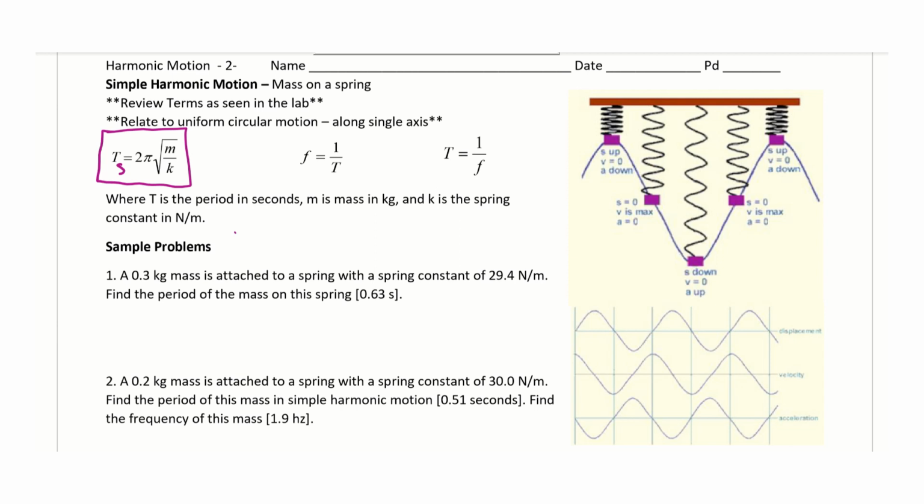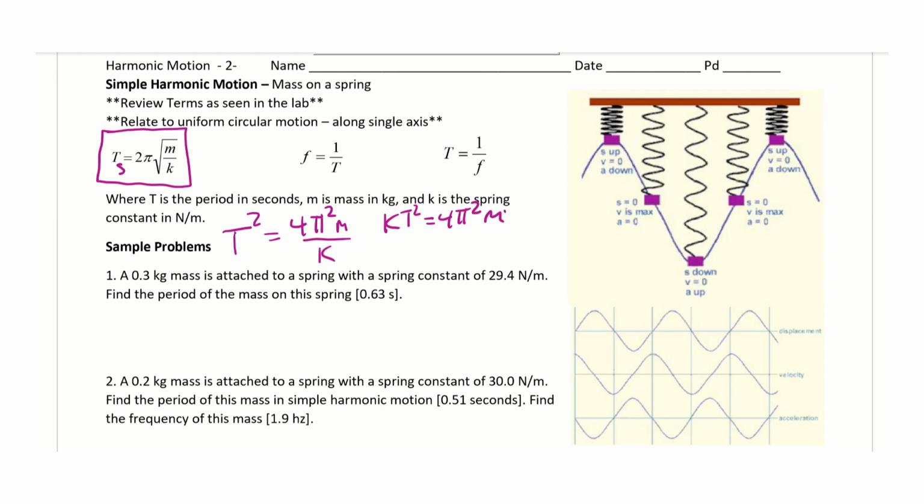Now, you may have to solve this equation for mass or spring constant, so we'll first take a look at how to do that. First thing you would want to do is square both sides. When you do that, you're going to get period squared equals 4 pi squared times m over k. You then multiply both sides by k, and you'd get k times period squared equals 4 pi squared m.